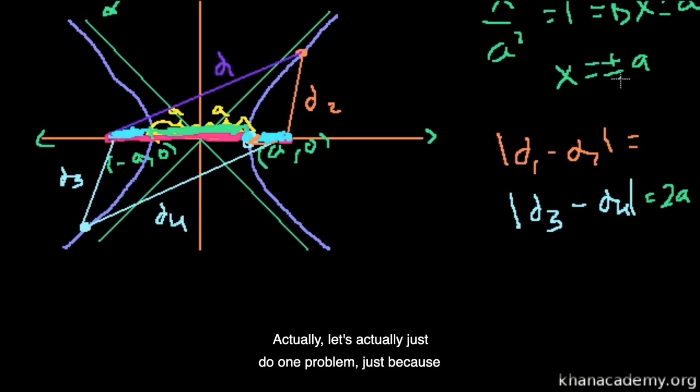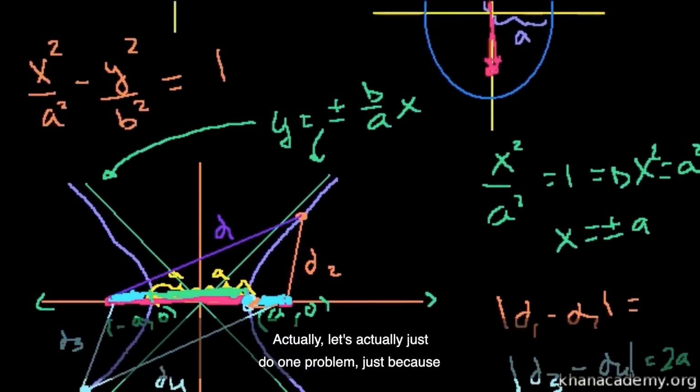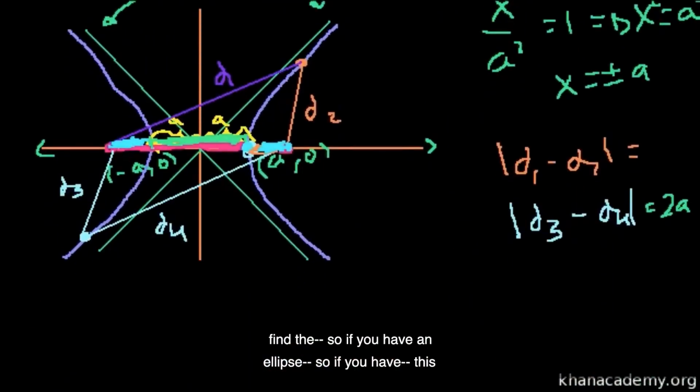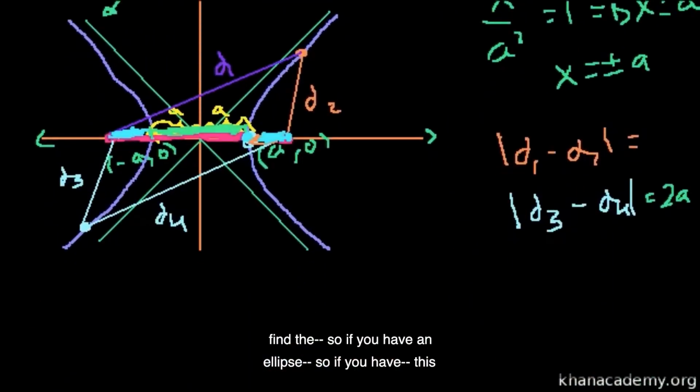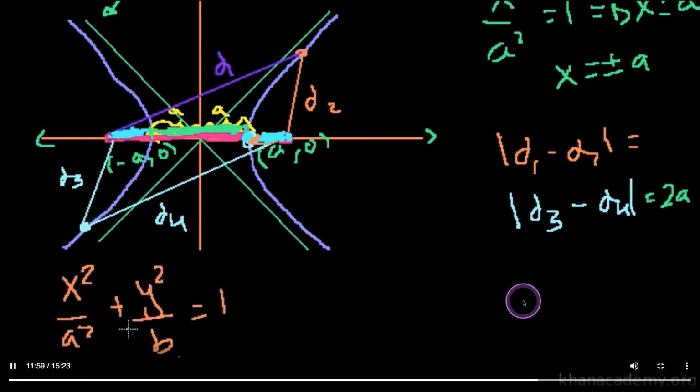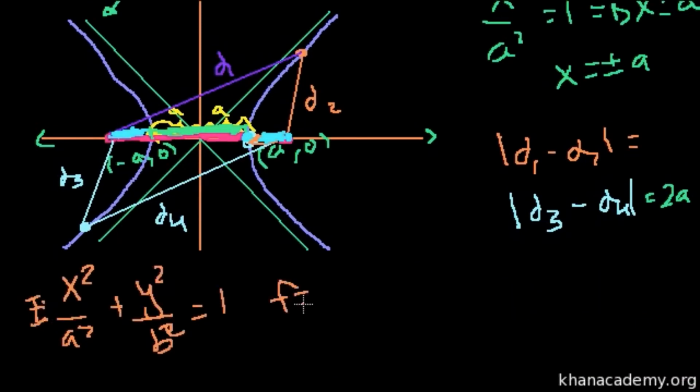Actually, let's just do one problem, just because I like to make it concrete. Because I told you at the beginning that if you have an ellipse, x squared over a squared plus y squared over b squared is equal to 1, we learned that the focal length is equal to the square root of a squared minus b squared. Now for a hyperbola, you can see that there's a very close relation between the ellipse and the hyperbola, and it is kind of a fun thing to ponder about.